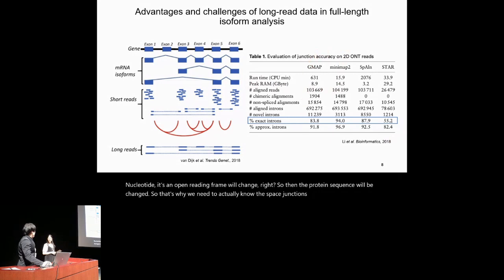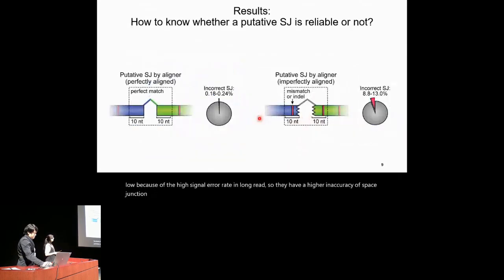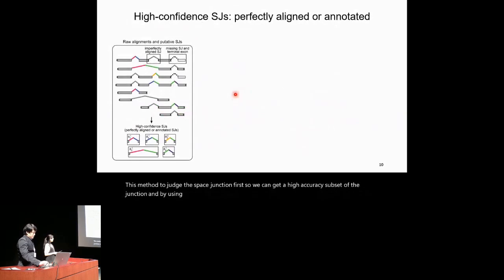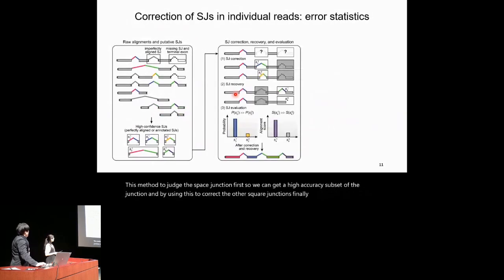Because of the high sequencing error rate in long reads, they have a higher inaccuracy of splice junctions, and that's why we use this method to judge the splice junctions first, so we can get a high accuracy subset of splice junctions, and by using this to correct the other splice junctions, finally we can get all of the splice junctions accurately identified and quantified.